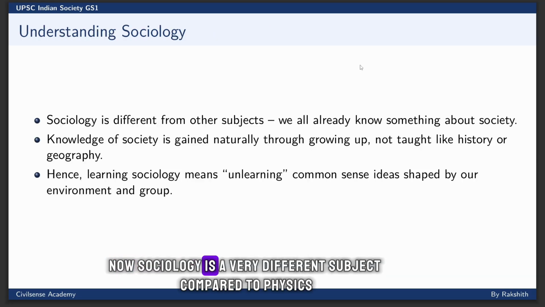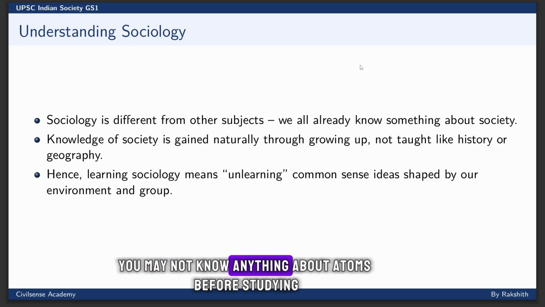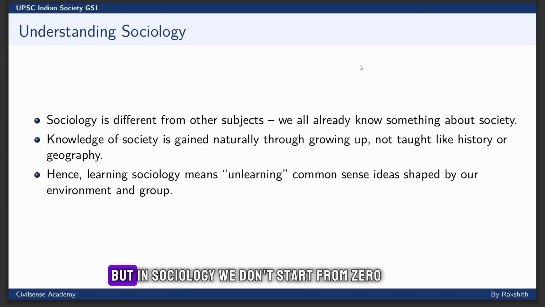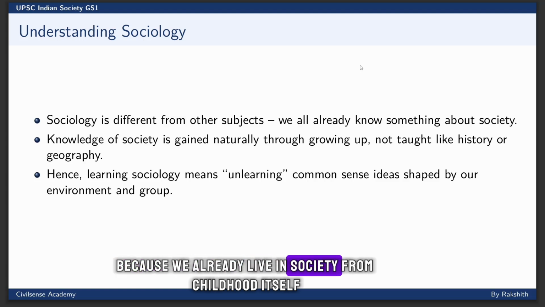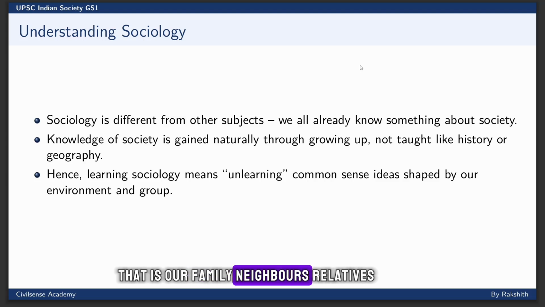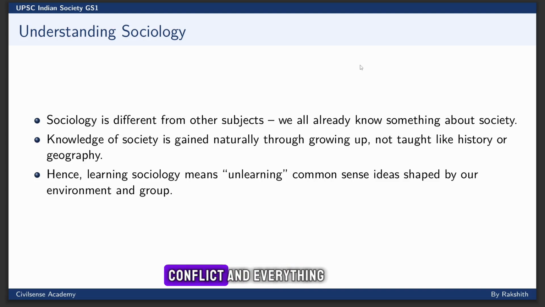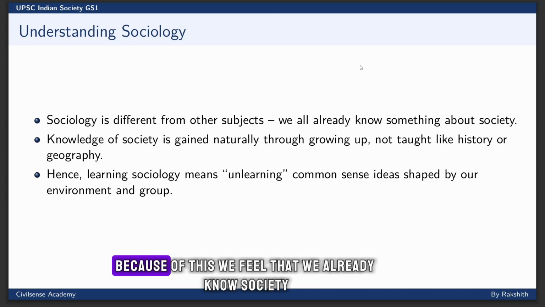Now, sociology is a very different subject compared to physics, chemistry, or even history. In most subjects, we start from zero. For example, in physics, you may not know anything about atoms before studying. But in sociology, we don't start from zero because we already live in society. From childhood itself, we observe people around us, that is, our family, neighbors, relatives, teachers, and friends. We see relationships, power, respect, inequality, love, conflict, and everything. Because of this, we feel that we already know society.